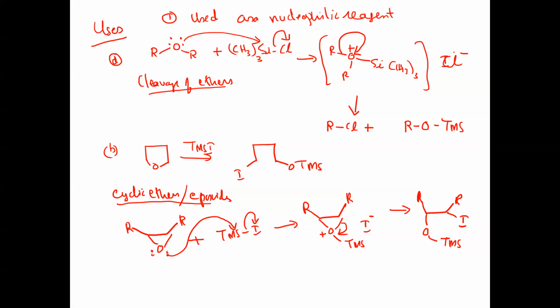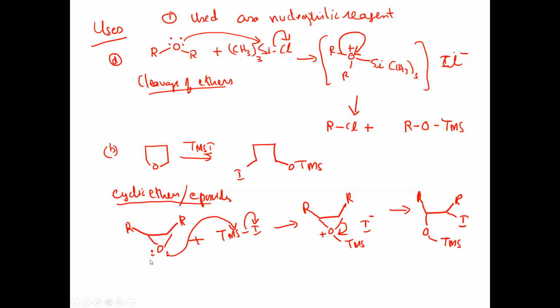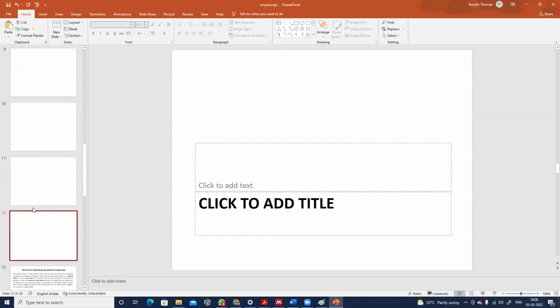Next one is that it is used to react with esters. With esters, the reaction is like this. This is an ester. This compound, on treatment with TMS chloride, has two lone pairs on the oxygen atom. It adds TMS iodide. Okay, it will be going like this.